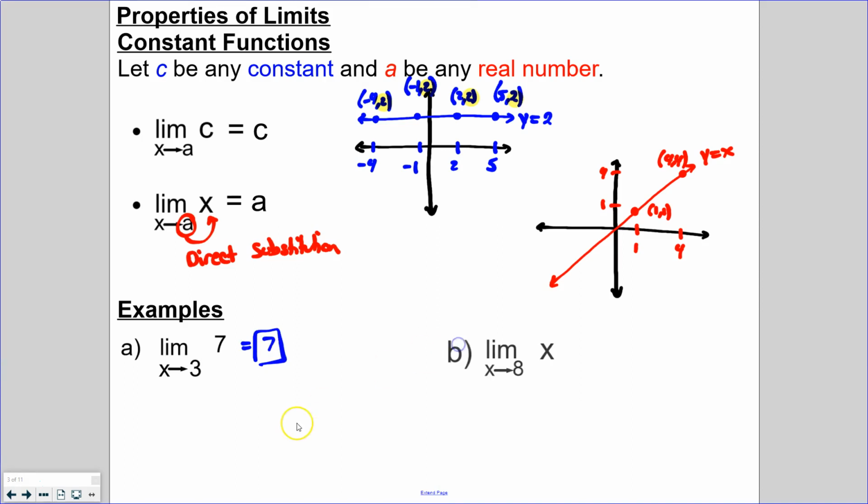And let's take a look at one more. So letter B, we have the limit as x approaches 8 of x. And then as we look at the property, since we have the limit of a linear function with no coefficient, it's just the limit of x, we know that we can take the a value and use direct substitution to substitute that in and simplify this limit. So therefore, the limit as x approaches 8 of x is going to be 8.